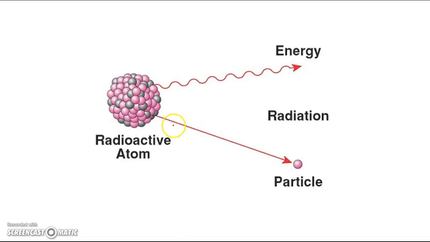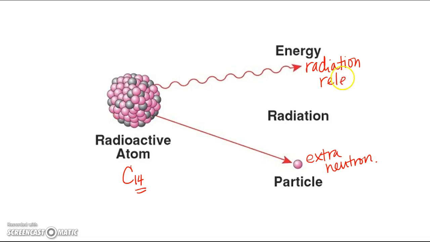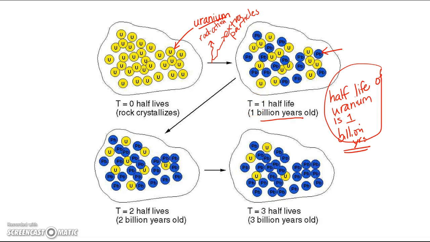So let's go back here and just review really quick. Let's say this is carbon-14. It's radioactive. Remember, it's 14, so it's a little heavier than the normal 12. And it's going to get rid of the extra neutron. Okay, and in the process, radiation is released. And this whole process is called radioactive decay. Okay, so this uranium is decaying, and the half-life is the time for half of the sample to decay.